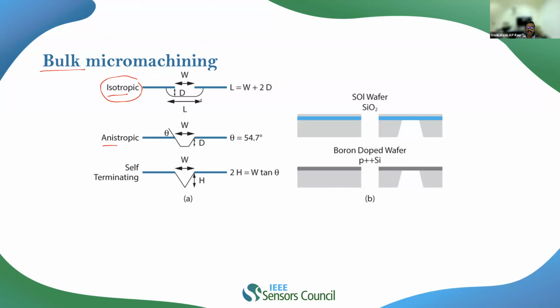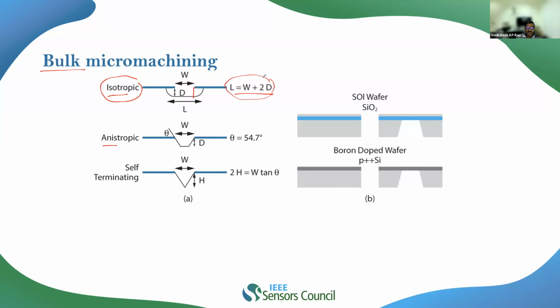If L is the length and W is the width of the opening, then we can derive that L equals W plus 2D. You can see that here to here is D, here to here is D. The length of this will come out to be W plus 2D.